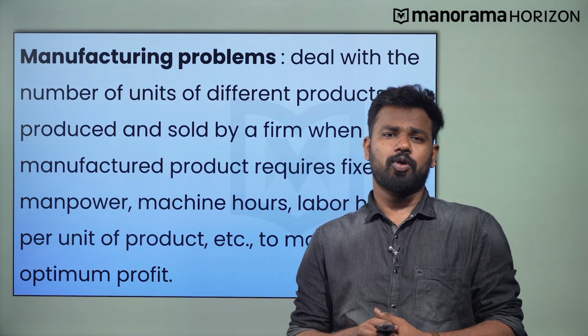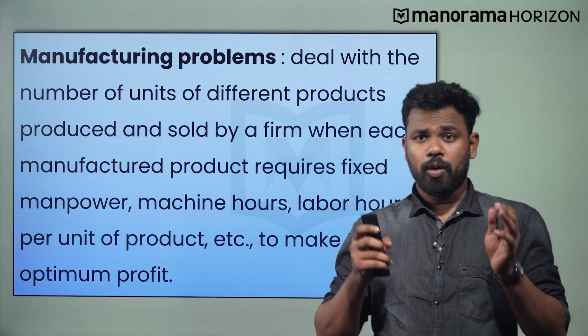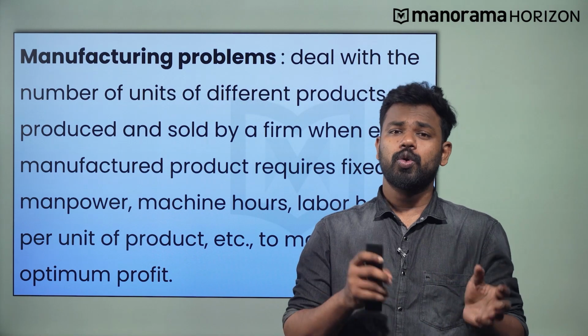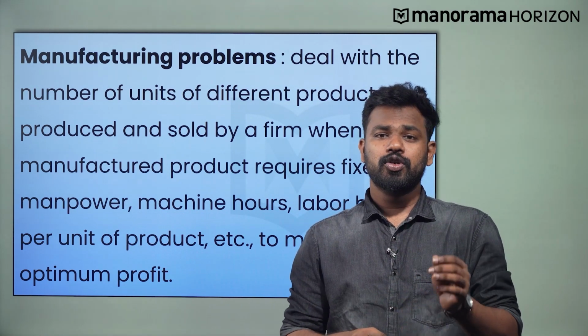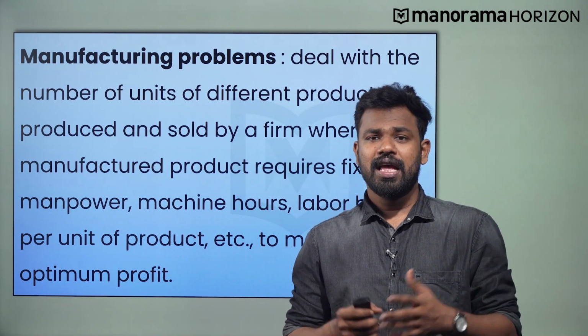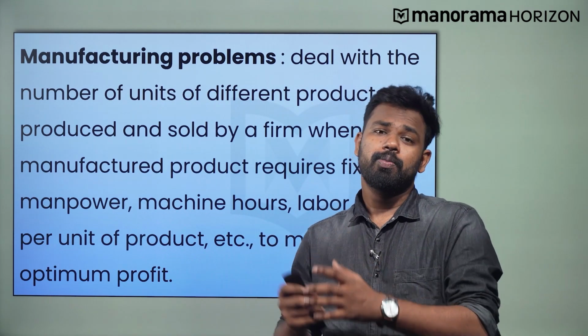What are manufacturing problems? Manufacturing problems deal with the number of units of different products produced and sold by a firm, when each manufactured product requires fixed manpower, machine hours, labor hours, etc., to make the optimum profit.